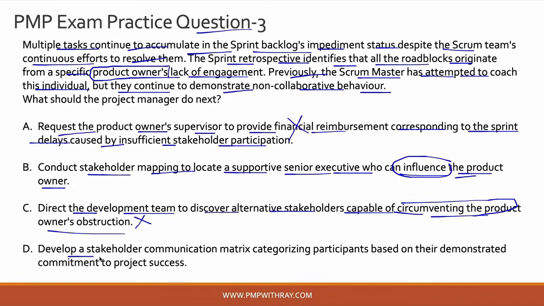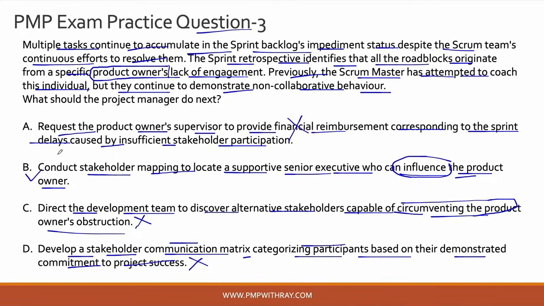Let's look at option D. Develop a stakeholder communication matrix categorizing participants based on their demonstrated commitment to project success. Again, unnecessary documentation and intellectualization, let's say. So developing a stakeholder communication matrix, categorizing participants, okay, you can do that exercise, spend 1.5 hours getting this done, but what good will it do? Okay, you will have a nice fancy document ready, but will it drive any decisions, or will it drive any solution to the problem that you are facing now? Questionable, right? So probably that is also not the correct answer choice.